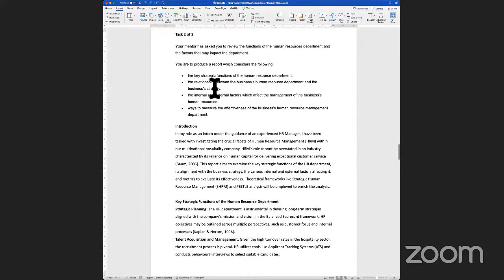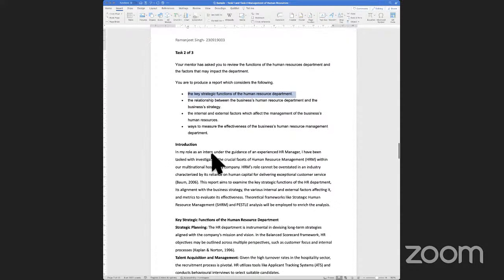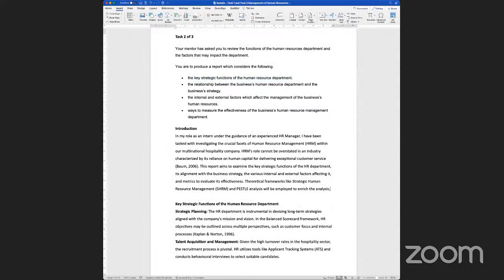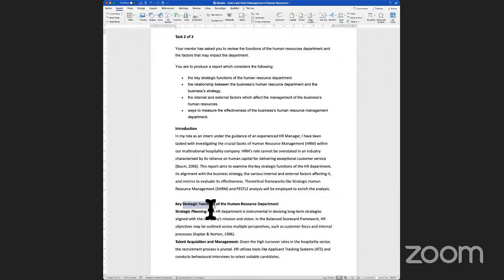So what you have to do is again start off with the key strategic functions of the HR department. Again, some part of this might feel a bit repetitive, but when we look at the key operative functions of HR, they tend to be strategic in the sense that when you do planning for recruitment and selection, or when you do HR planning and you look at how it impacts the organization in the long term, this is where you're going to be talking about these functions in a bit more detail. Because the first part, let's not forget, talks about key strategic functions.